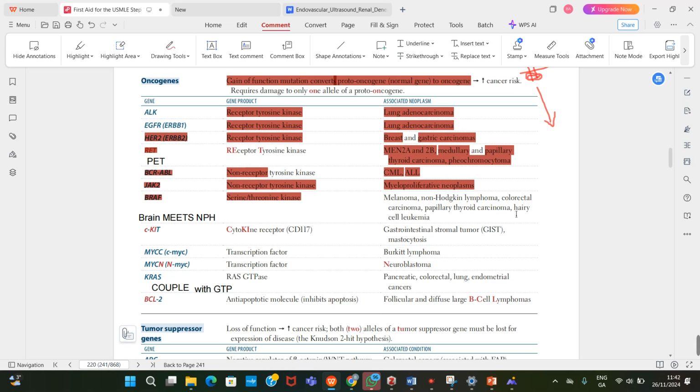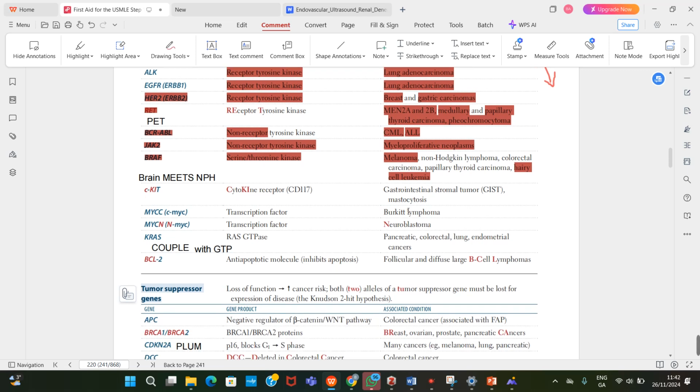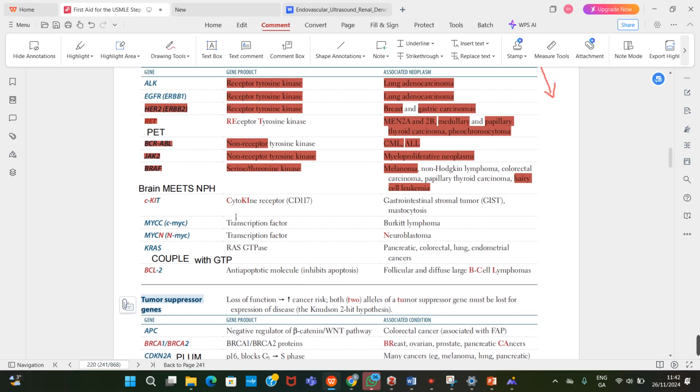If you want to forget anything, don't forget hairy cell leukemia associated with BRAF and melanoma associated with BRAF. You cannot afford to forget those two. Don't forget it. I am begging you. Please, can you take the mnemonic again for the brain meets NPH?